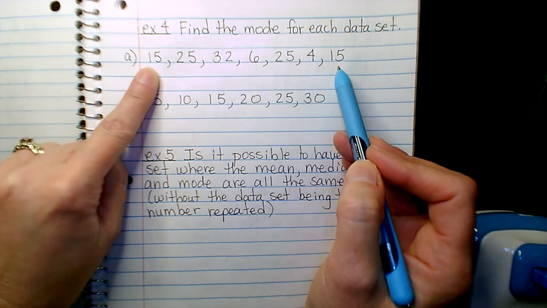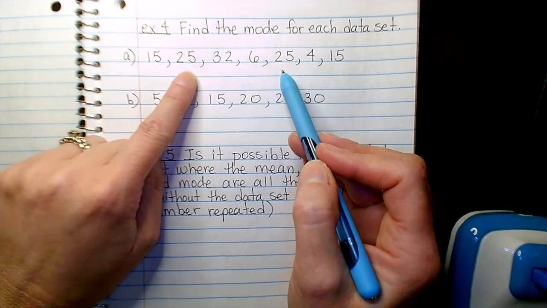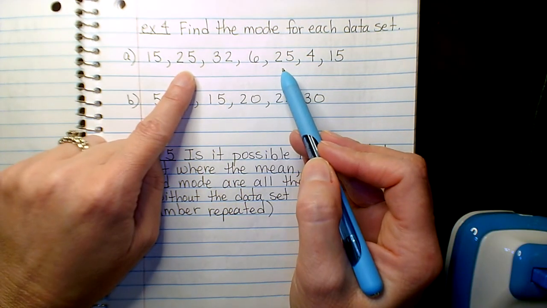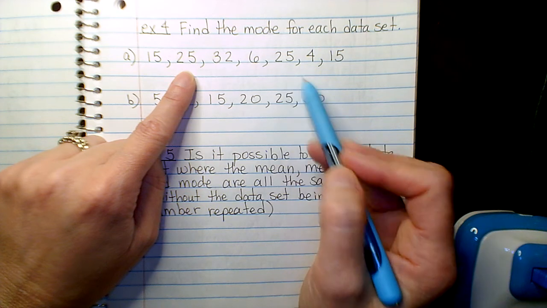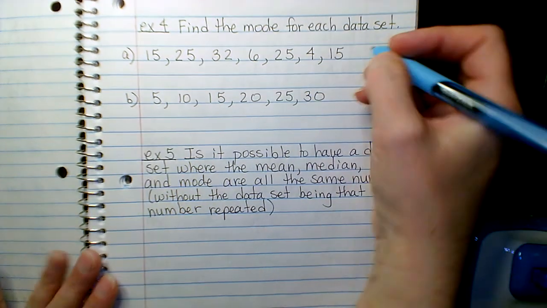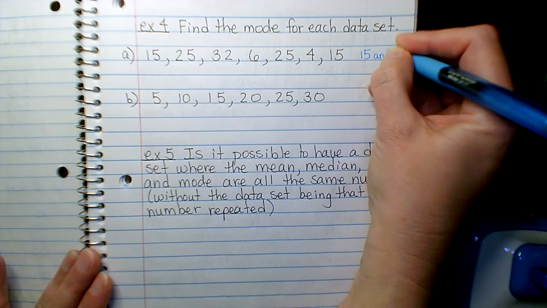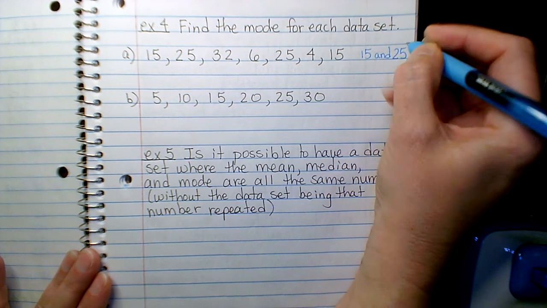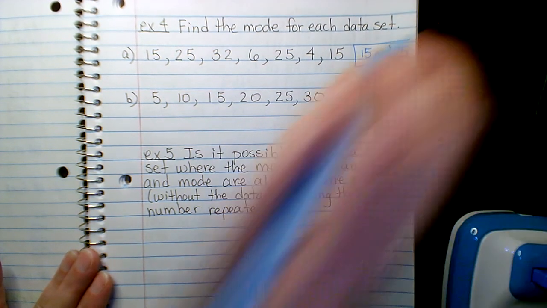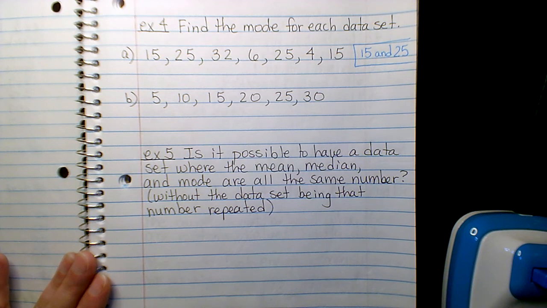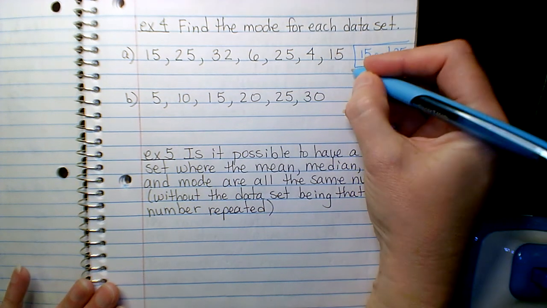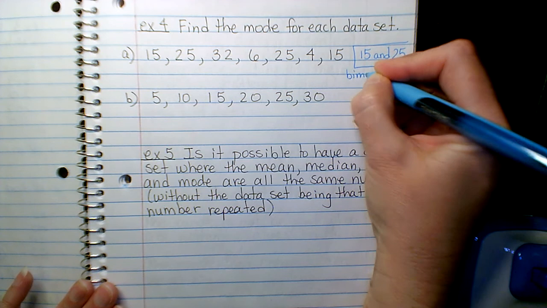All right, so immediately I see that there are 2 15s, but there are also 2 25s. There's only 1 4, 1 6, and 1 32. So this is what's called bimodal. So we say 15 and 25 are both the mode. Unlike means and medians, which only have one answer, modes can have more than one answer. This is what's called bimodal.